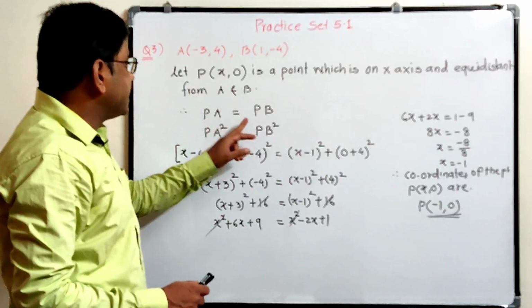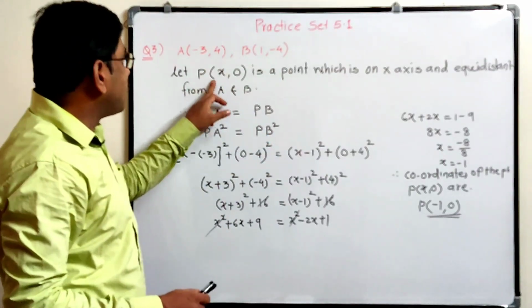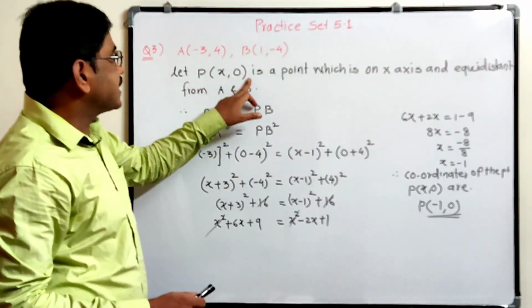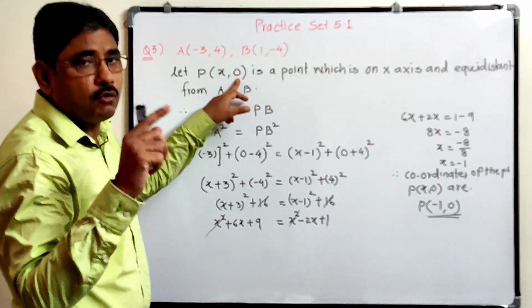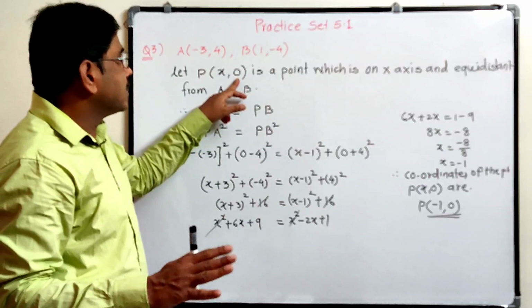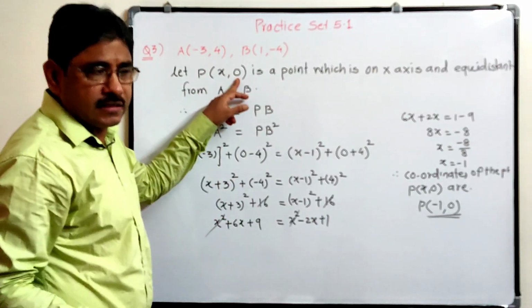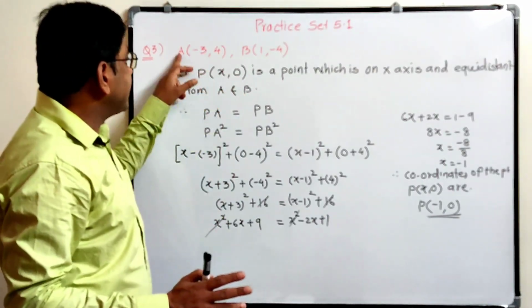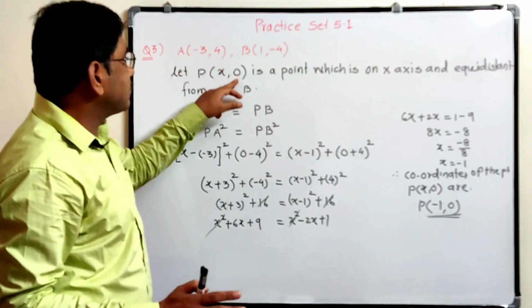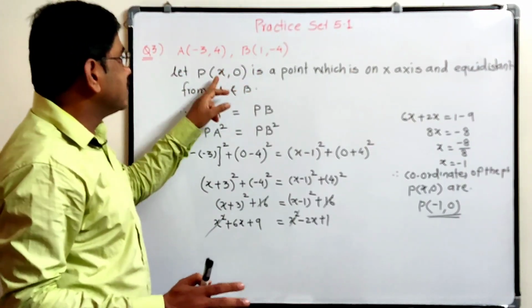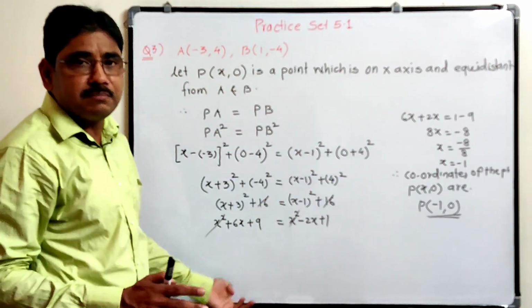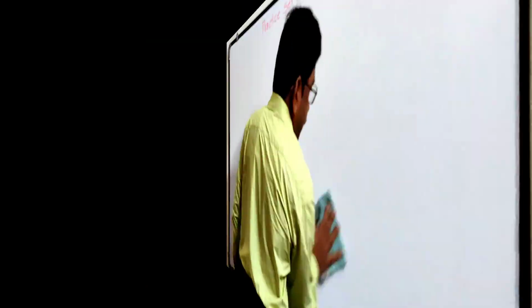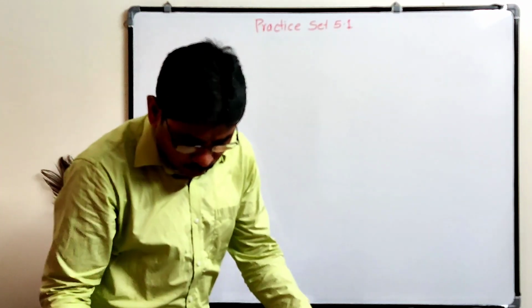Here PA is equal to PB, then the coordinates of P are given here as x, 0, because it is on the x-axis. If a point is on the x-axis, then the y coordinate will be 0. If it is on the y-axis, then the x coordinate will be 0. So PA: x2 minus x1 bracket square, y2 minus y1 bracket square. PB: x2 minus x1 bracket square, y2 minus y1 bracket square. Formula used, simplified. Simple.